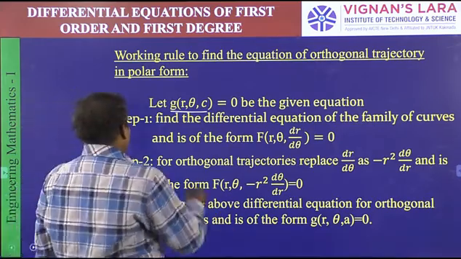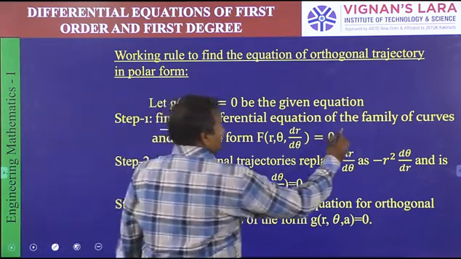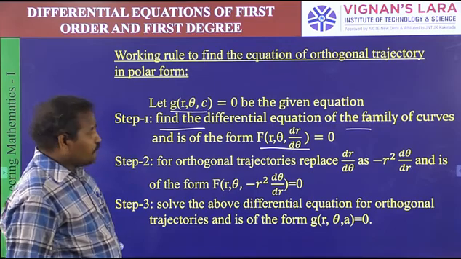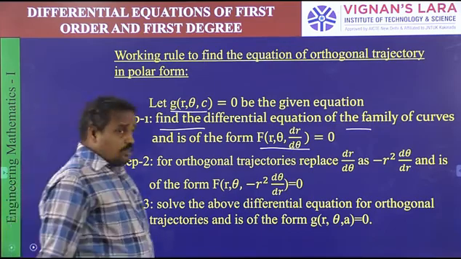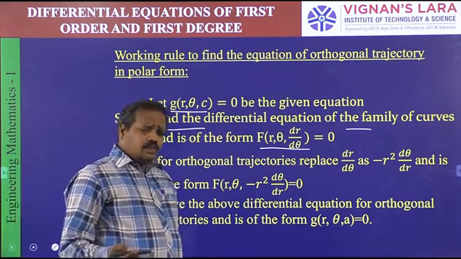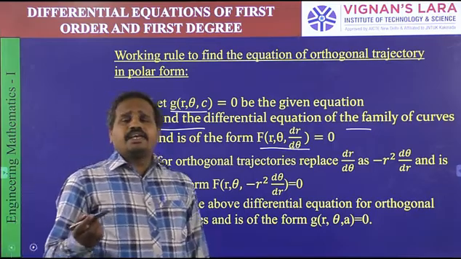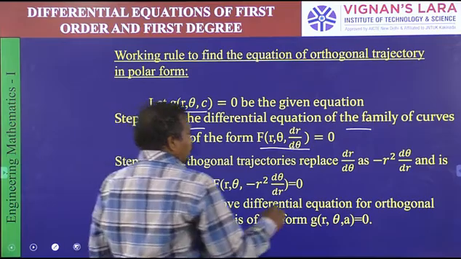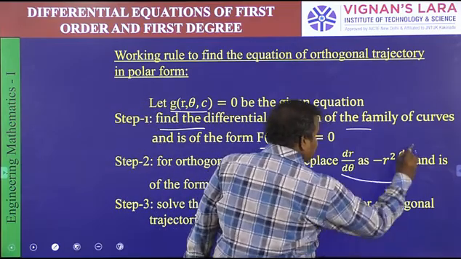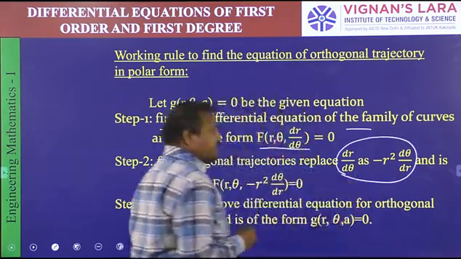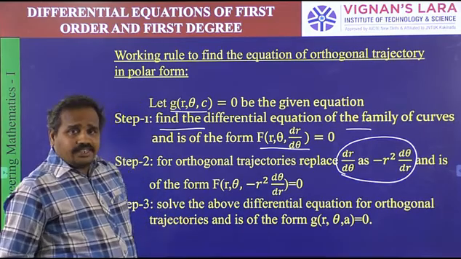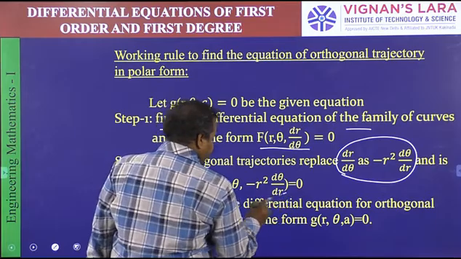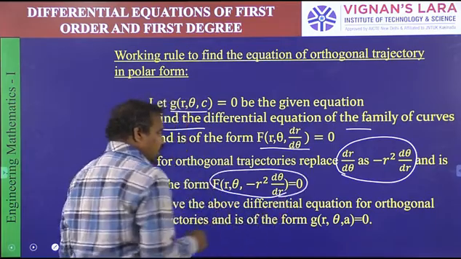Here, see this. First step, find the differential equation, which is of the form f of r comma theta comma dr by d theta is equal to 0. In the previous Cartesian coordinates, we replaced dy by dx with minus dx by dy. But in polar coordinates, we replace dr by d theta with minus r square d theta by dr. In the third step, we evaluate the general solution of this differential equation.